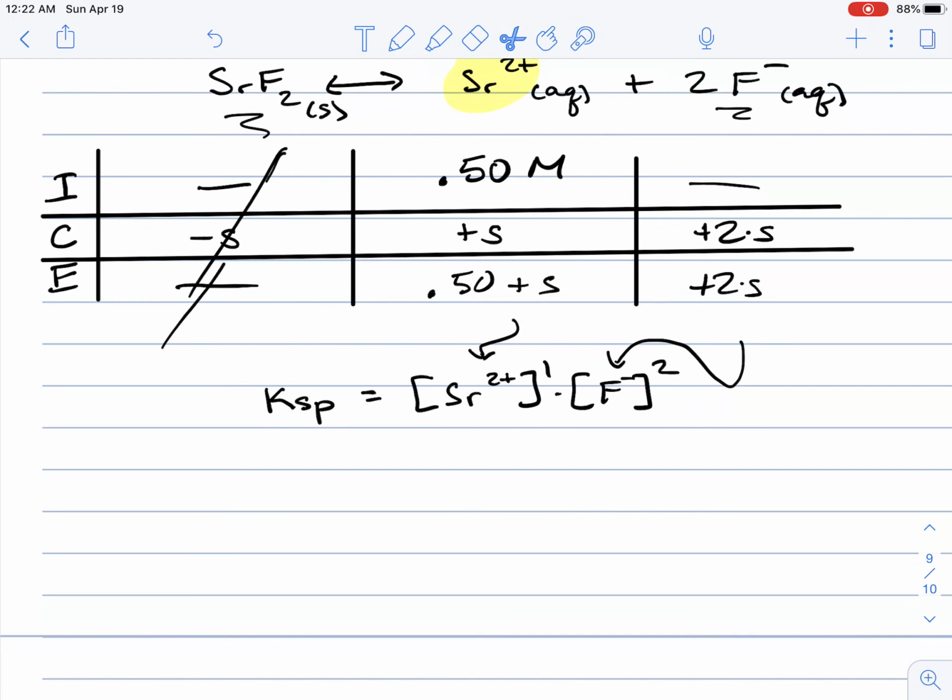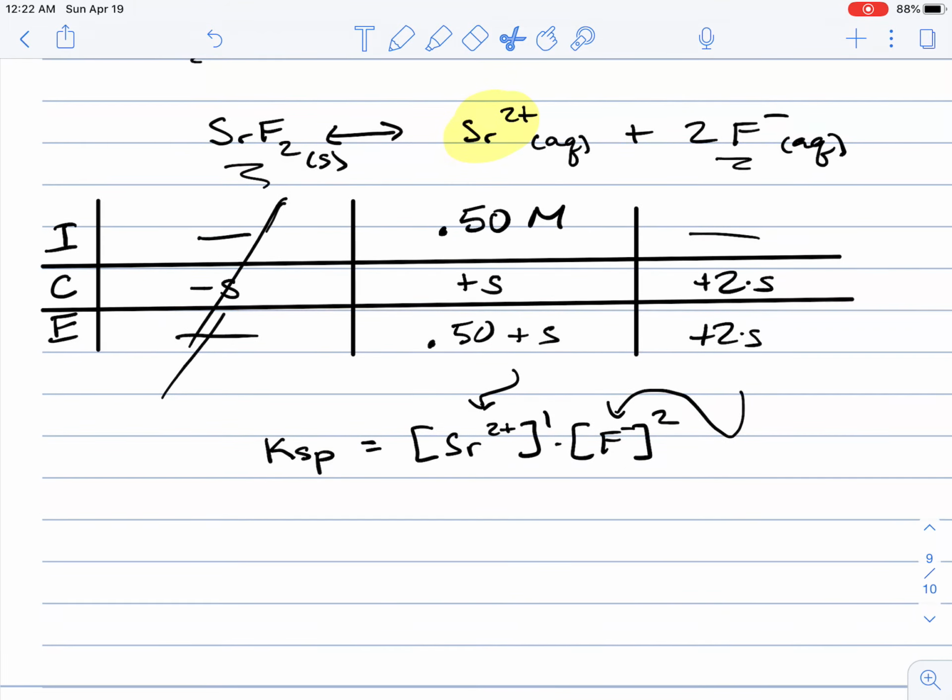Okay. All right, so we don't really use the solid in the mass action expression. It's volume independent. So what we're going to do is place these expressions at equilibrium inside the mass action expression. And so this is going to give us Ksp is equal to 0.50 plus S raised to the first times this by 2S squared.